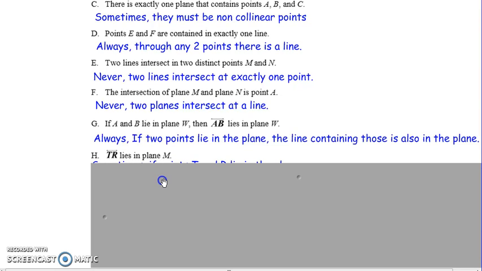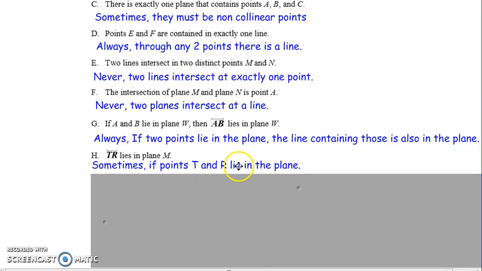That's true, always. Line TR lies in plane M. Well, this could be sometimes, because we've got to make sure that those points lie in the plane, and then we can say that the line does also. Otherwise, it could be that just one of them is in the plane and the line goes through the plane. All right, so make some flashcards. That's what really helps with those kinds of definitions or postulate type stuff.